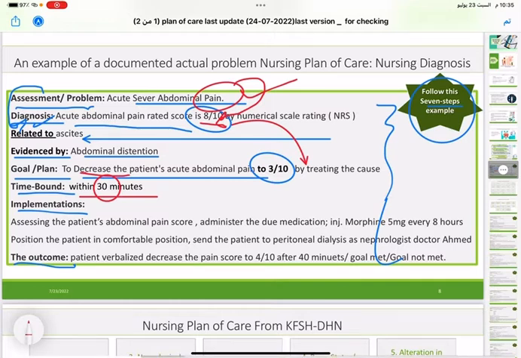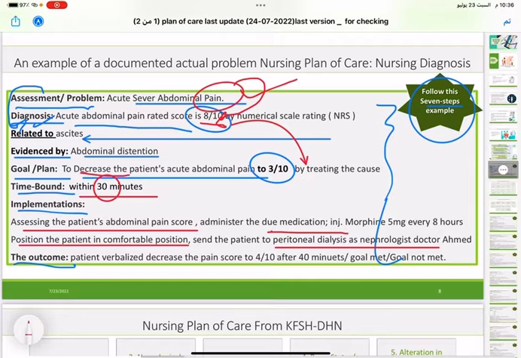Implementation is the activity you will do for the patient. You will go to investigate. You will go, for example, to assess the patient's score. Then after that, you will administer medications. Then after that, you want the patient to be in a comfortable position. Maybe you will send the patient to dialysis, peritoneal dialysis, or you will call the doctor for doing that. So whatever intervention you will do, you write it this way.